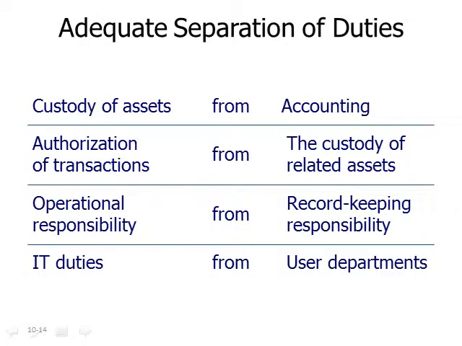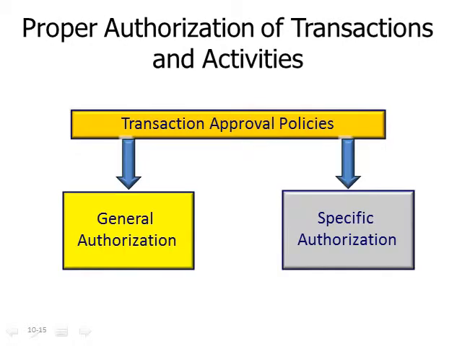When we talk about this adequate separation of duties, we're really talking about examples where we have custody of assets separate from the accounting for those assets. We have authorization of transactions separate from the person who maintains custody of those assets. So we can see that what we're trying to do is separate these authorization and ownership or custody elements. When we talk about proper authorization of transactions and activities, we talk about general authorization or specific authorization.